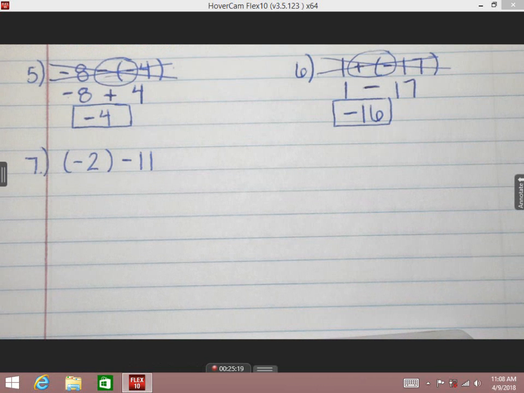Right. So you notice there's parentheses in this problem, isn't there? Yes. But are there any double signs? No, there are no signs right next to each other. Guys, this is just a regular problem.